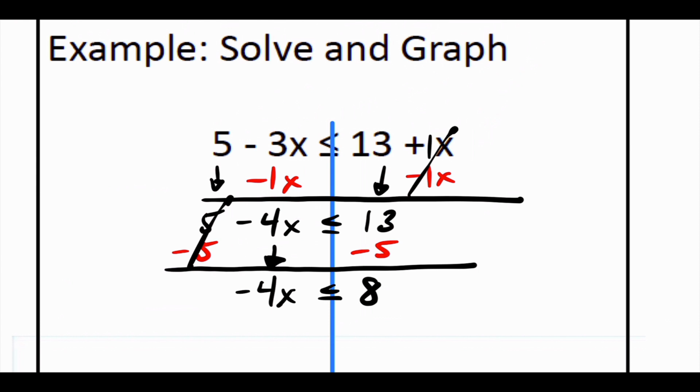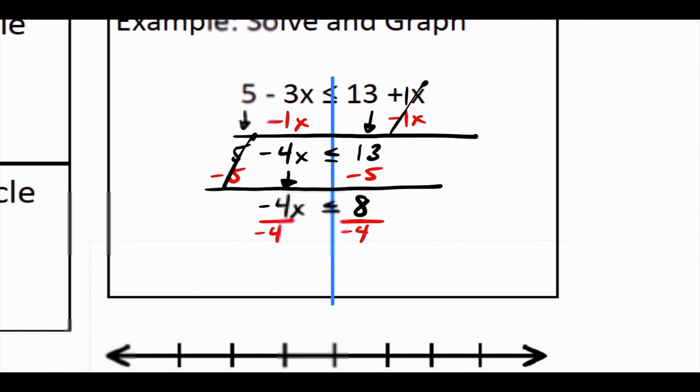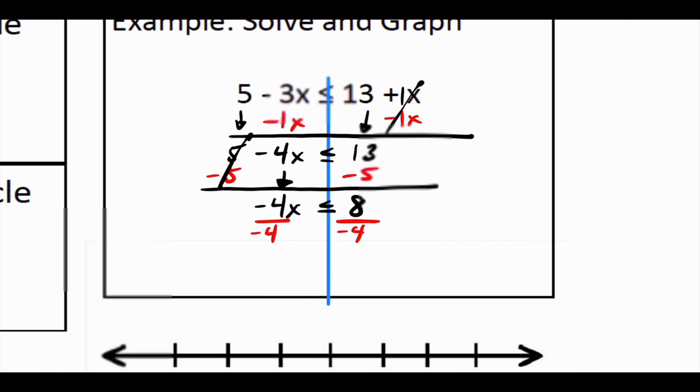Last step, get x by itself. So to do that, I need to divide. What am I going to divide by? Whatever is in front of the x. So what's in front of the x? Negative 4. So I need to divide by negative 4. Some of you yesterday were just dividing by regular 4. You got to divide by everything in front. So if it's a negative, divide by a negative. Okay, so negative 4 goes into 8 negative 2 times.